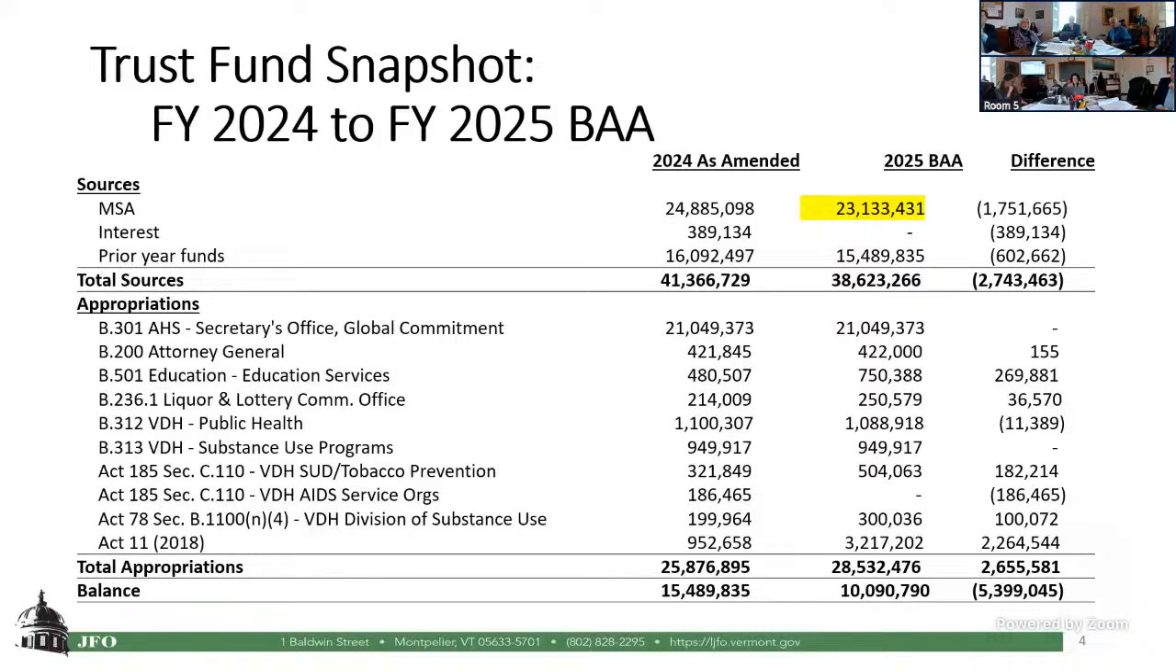There were some one-time appropriations in Act 185 and Act 178, and then in Act 11. Act 11 of 2018 is what often gets referred to as the CHINS money. That money is set aside, and I believe judiciary is who spends it down to fund a judge. So that money is obligated until it is liquidated. That $3 million is spoken for, pending other action by the General Assembly, but it is set aside for that purpose. So at the end of FY 2025, it's anticipated that there will only be $10 million remaining in the tobacco fund.